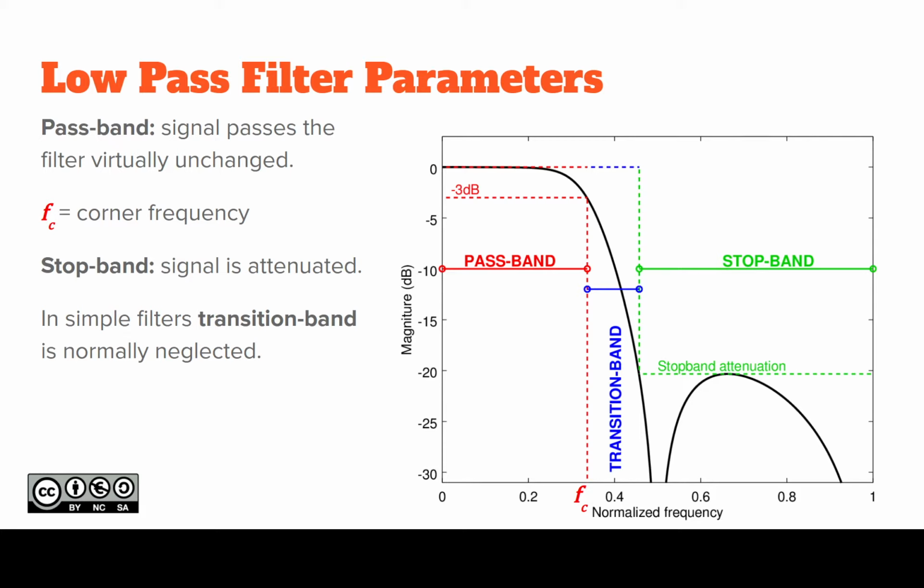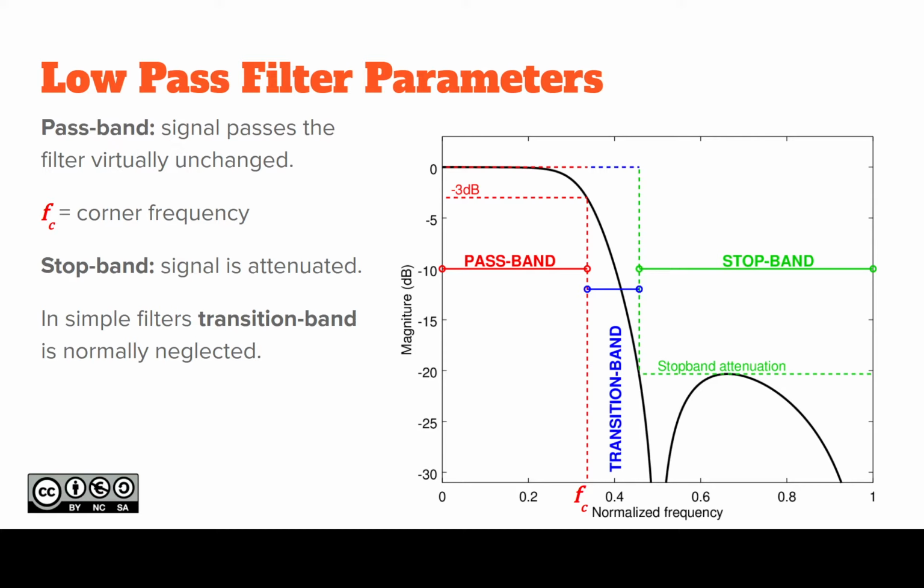Stop band, the green one here, that's the band where the signal gets attenuation at a certain level. Then there's that blue region, which is the transition band. In analog filters, sometimes this is actually just omitted, and basically the stop band is considered to start immediately when the passband ends, so the corner frequencies are the same.